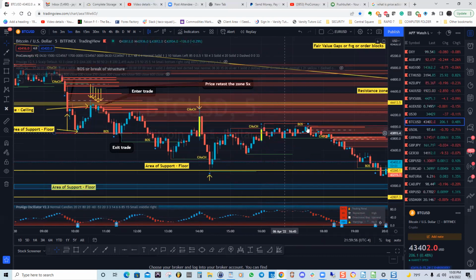well, this is consolidation right here. So this area right here is consolidation. Let's call it for what it is. This little area right here is consolidation. I'm going to mark it up. Let's make it yellow so we can see it.